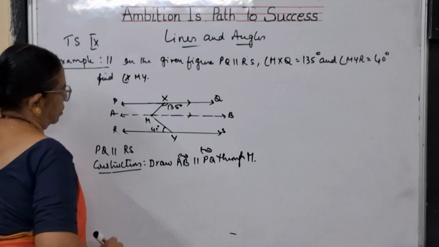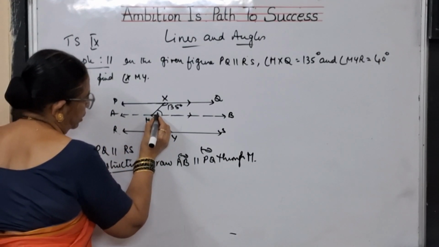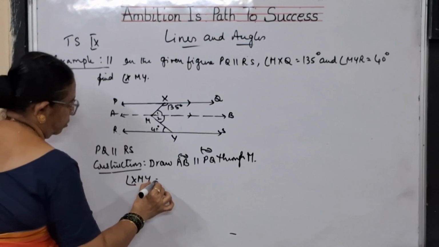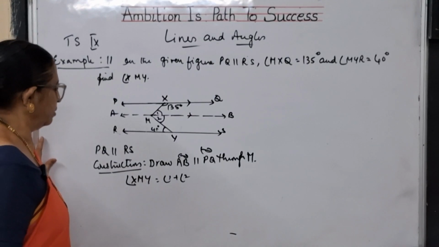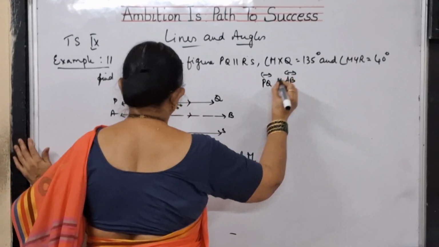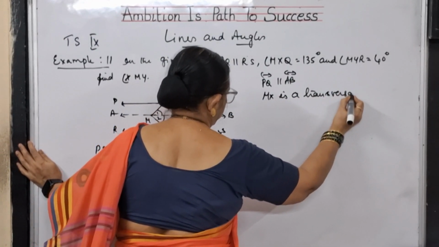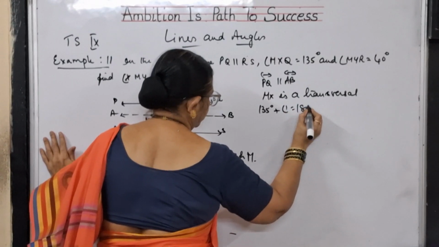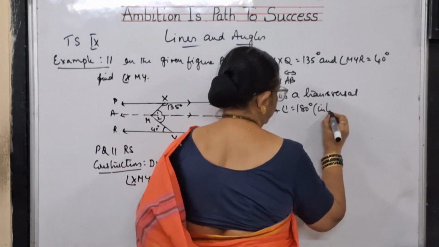Okay. Now we know that, let me consider this as angle 1 and this as angle 2. Angle XMY you will be getting when you take angle 1 plus angle 2. When you add these two values, you will be getting angle XMY. Now, if you consider PQ is parallel to AB and MX is a transversal, then 135 degrees plus angle 1 is equal to 180 degrees because they are interior angles on the same side of transversal.